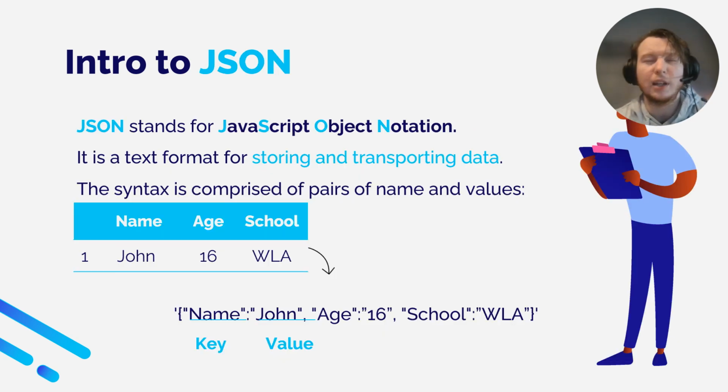We spend a few slides introducing students to JSON format. JSON is a structure for storing data. Syntax is comprised of pairs of keys and values. So for example, here name is the key, John is the value of that key. Same with age and 16, same with school and WLA. So you'd imagine if you had a JSON made up of multiple objects, each object would presumably have each of those keys and a value for each of those keys.